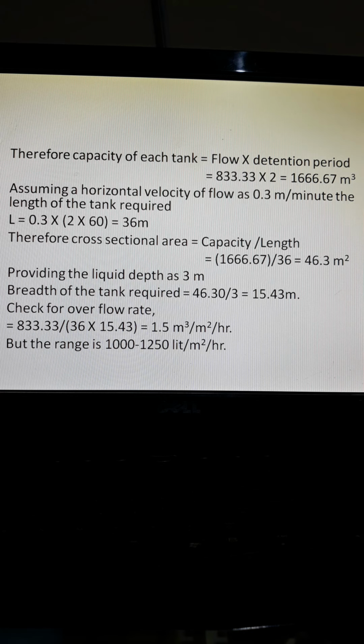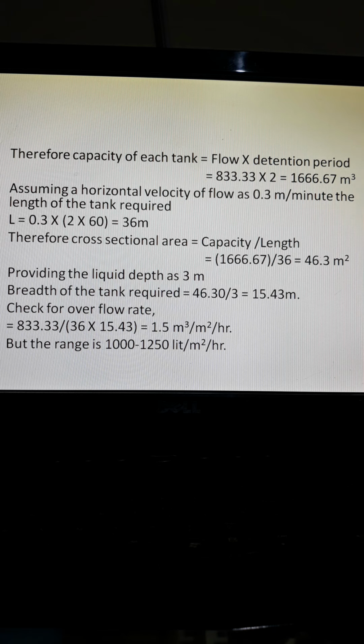And by providing the liquid depth as 3 meter, we will have to assume the depth of the water, say from minimum 2 meter, and it may go maximum 3.5 or up to 4 meter. That is the usual range of the water depth in the sedimentation tank. So in this problem, assuming the liquid depth as 3 meter, therefore the breadth of the tank required is what?